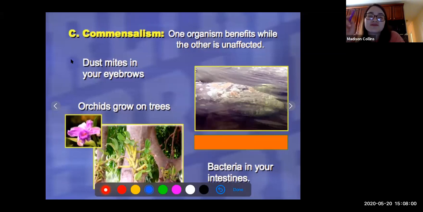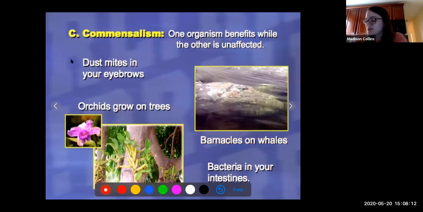So that is the beauty of commensalism, because we're helping those dust mites out, but it doesn't affect us at all. Some other examples of that are when orchids grow on trees, bacteria in your intestines, as well as barnacles on whales. So barnacles grow on the surface of whales. It kind of almost looks like mold, but they're just these little organisms that grow on the side of whales and pick up any sort of microorganisms as the whale is swimming, and those nutrients allow them to survive. The barnacles are thriving, the whales are unaffected. Okay, so these are all examples of commensalism.